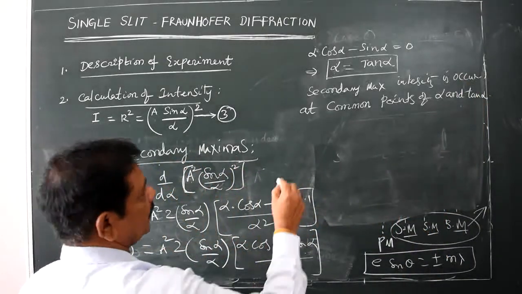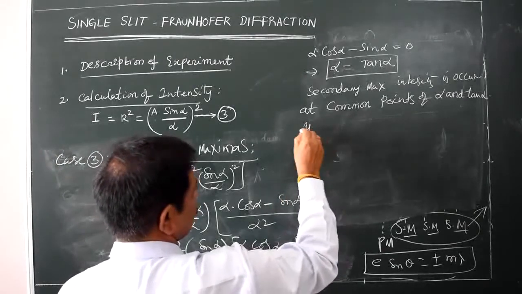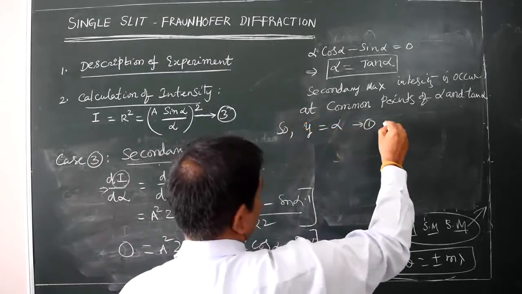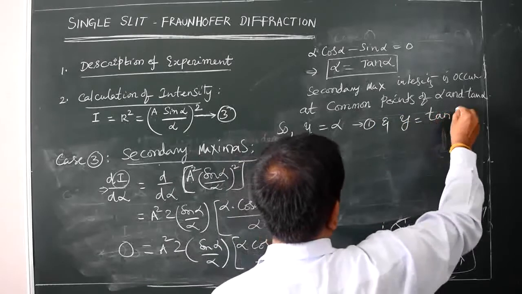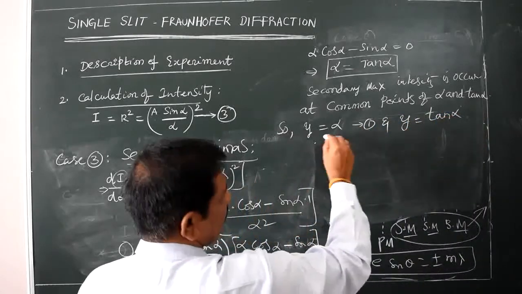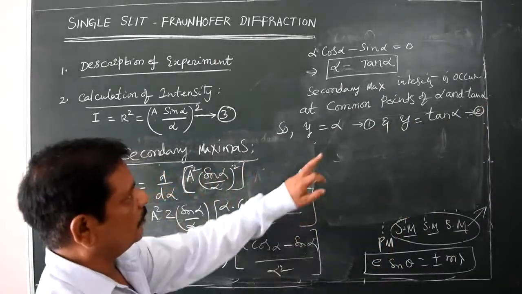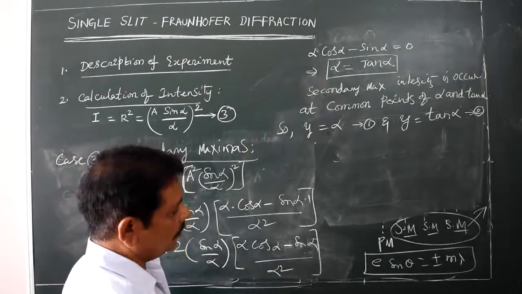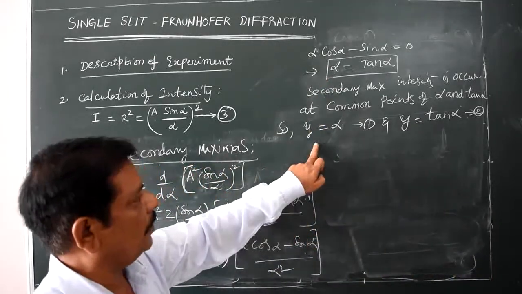So everybody can take that alpha is written as, so we can write y is equal to alpha as one line, and the other one is y is equal to tan alpha. These are the two lines, and these two lines have a common point. That common point is the condition for secondary maximum. So we can go for drawing the common points of y is equal to alpha and y is equal to tan alpha.